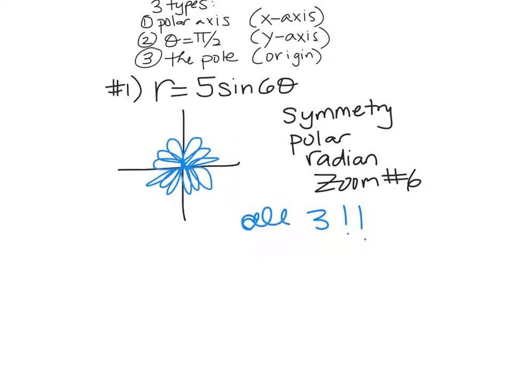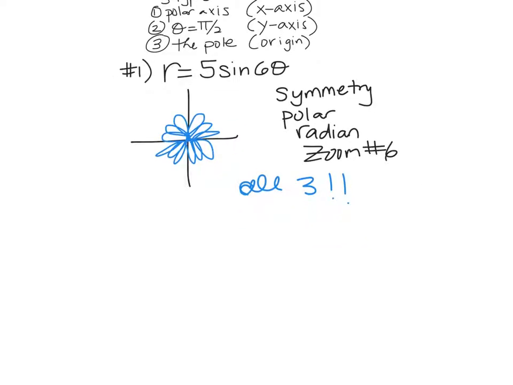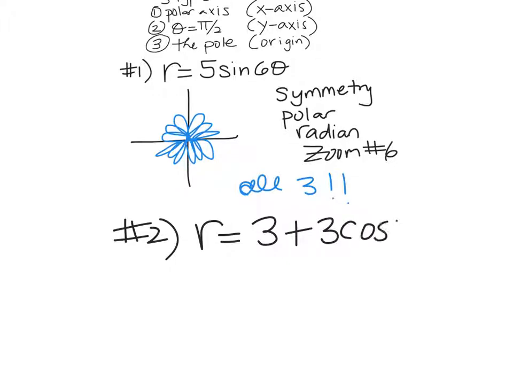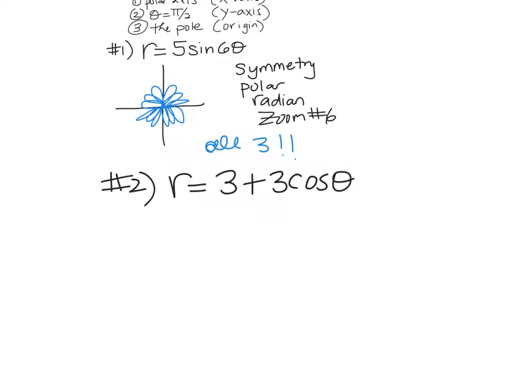Okay. Let's do another one, number 2. Here's one that you're going to love. r equals 3 plus 3 cosine theta. We might need to change our window a little bit, but let's see what happens when we graph this one. 3 plus 3 cosine theta.